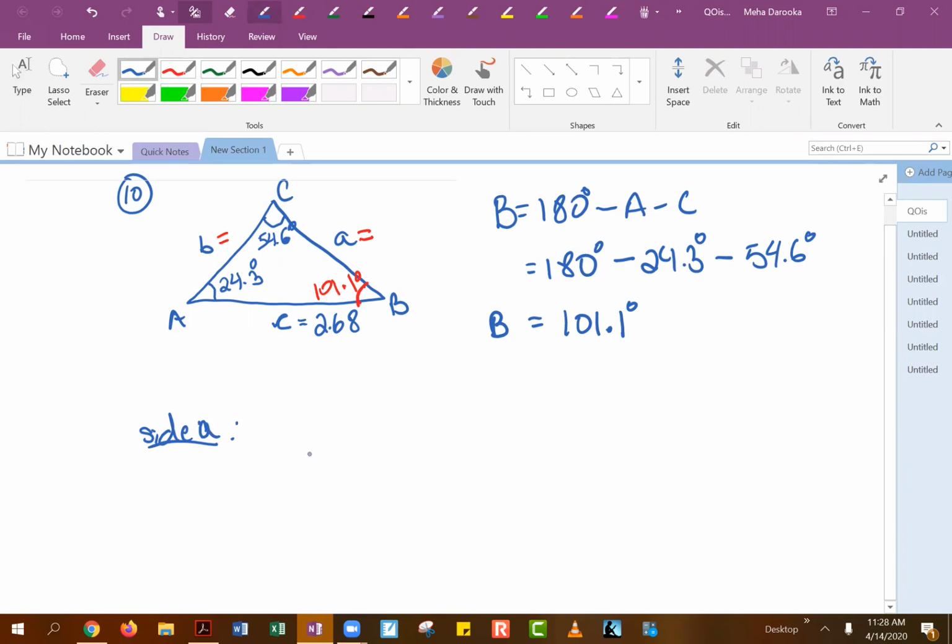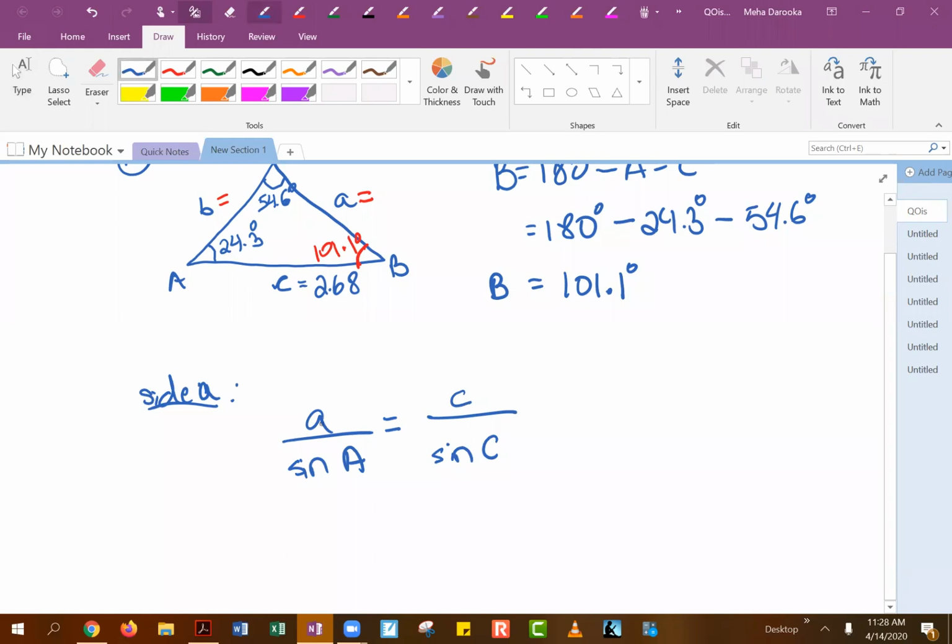For side A, we can do A over sine of angle A. And in this case, since we are given side C and angle C, we're going to set this equal to side C on the top and then sine of C on the bottom. Now, of course, we're trying to find side A. We already know what angle A is, so I'm going to multiply both sides by sine of A so that we can get that side A by itself. A equals C over sine of C multiplied by sine of A.